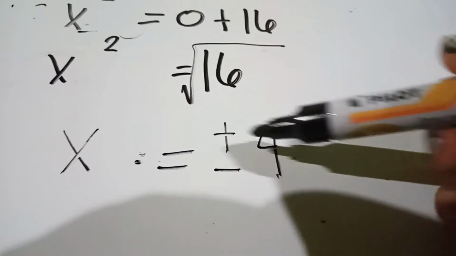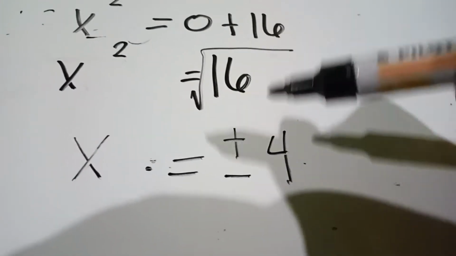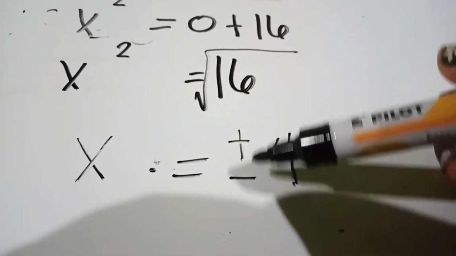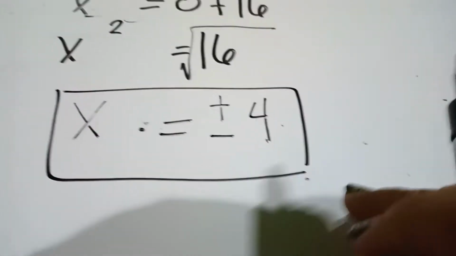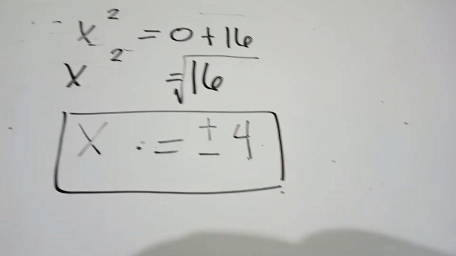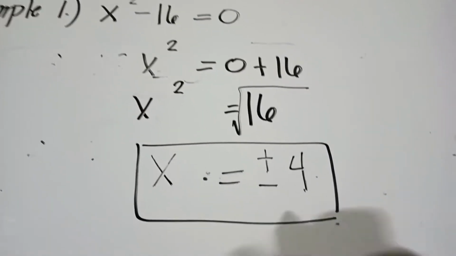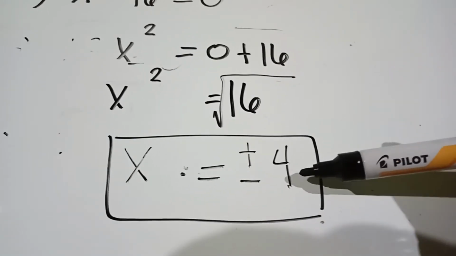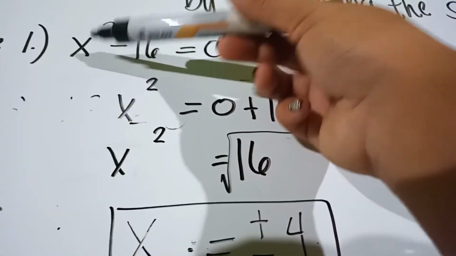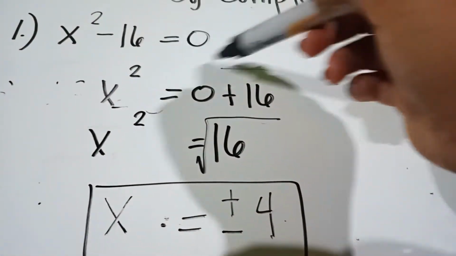Positive 4 times positive 4 is equal to positive 16. Negative 4 times negative 4 is positive 16. Kaya naging plus or minus 4 po ang value ni x natin. So, this will be the value of x, which is plus or minus 4. Ngayon, i-check natin kung tama nga ba ang sagot natin. Dapat, once na sinubstitute natin yung negative or positive 4 dito sa x na meron tayo, dapat mag-equal po siya sa 0. So, now, let's have the checking.